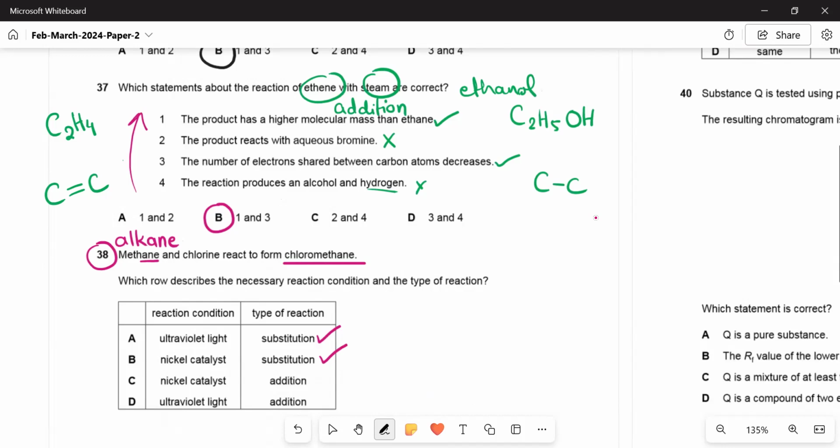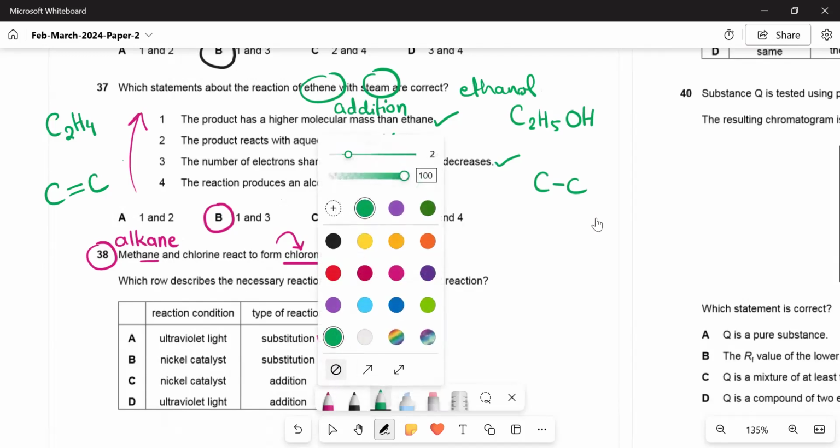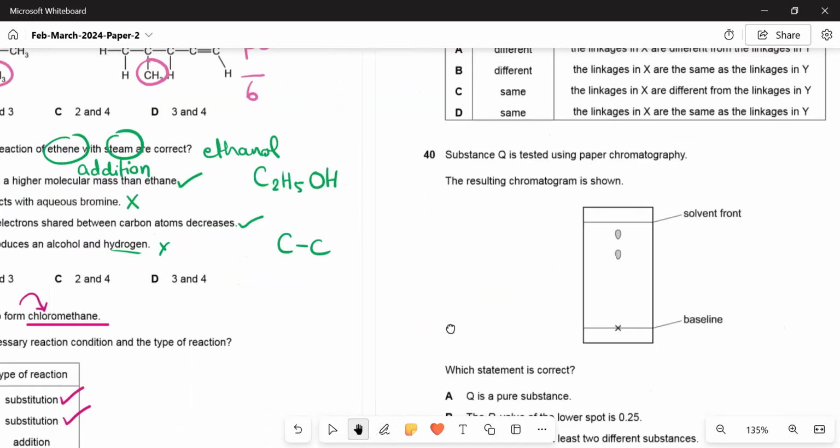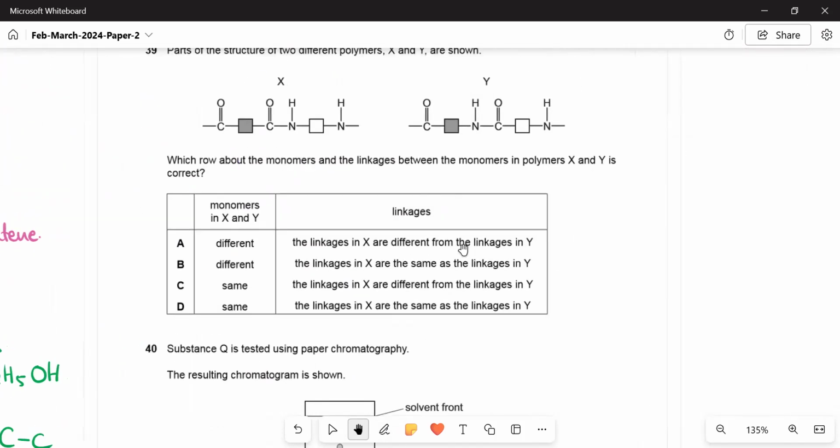And in a substitution reaction, when the chlorine is added and chloromethane or chloroethane is formed, then the reaction condition will be ultraviolet light. We need the ultraviolet light to carry out this reaction. This reaction is called a photochemical reaction, which needs sunlight for its proper functioning, for the activation energy.